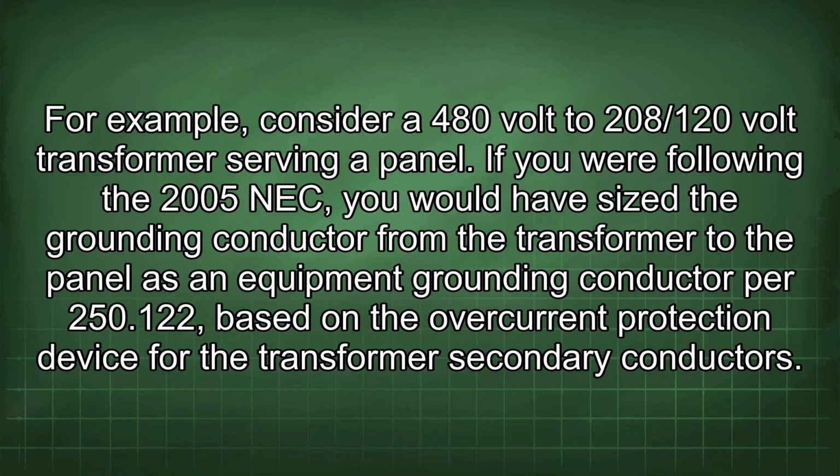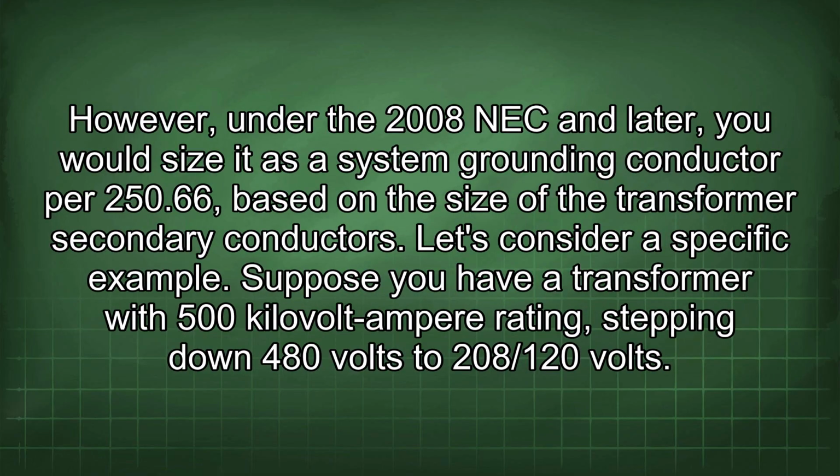For example, consider a 480 volt to 208/120 volt transformer serving a panel. If you were following the 2005 NEC, you would have sized the grounding conductor from the transformer to the panel as an equipment grounding conductor per 250.122, based on the overcurrent protection device for the transformer secondary conductors. However, under the 2008 NEC and later, you would size it as a system grounding conductor per 250.66, based on the size of the transformer secondary conductors.